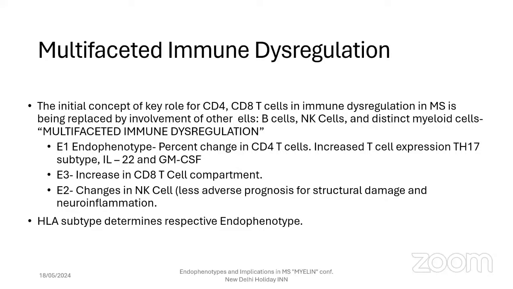and distinct myeloid cells. In E1 endophenotype, the percentage change in CD4 T cells, the increased T cell expression of Th17 subtype, interleukin 22, and GM-CSF, and E3 subtype increased CD8 T cell compartment, E2 changes in NK cell. All these things say that when the disease starts, it can have a prototype neuroinflammation type or a prototype cell damage or neuronal damage. And what is guiding these endophenotypes is a HLA subtype, which determines the respective endotypes.